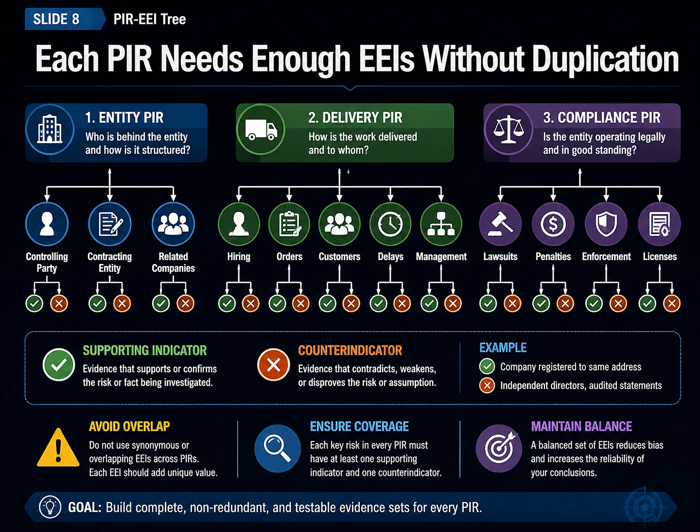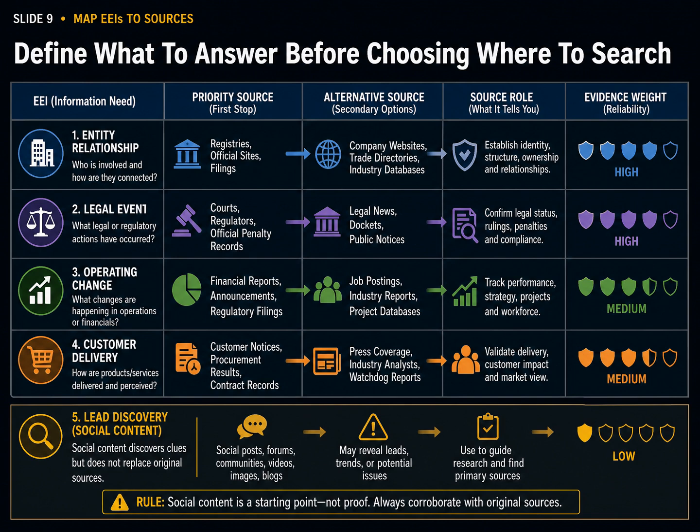Each key risk should also have a normal indicator or counter indicator, so the tree does not collect only deterioration signals. Once the EEI is clear, choosing sources becomes much easier. Entity relationships lead first to registries, official websites, filings, and contract information.